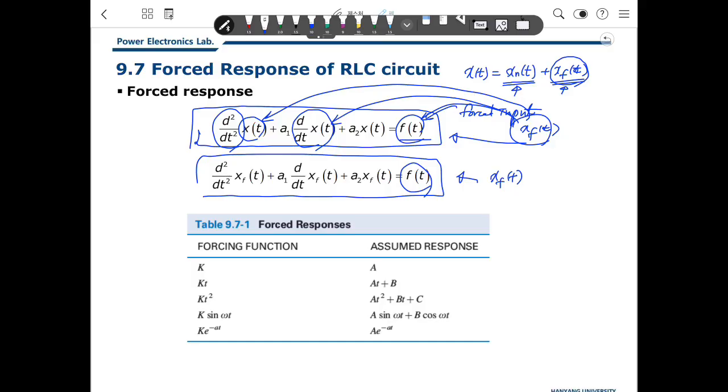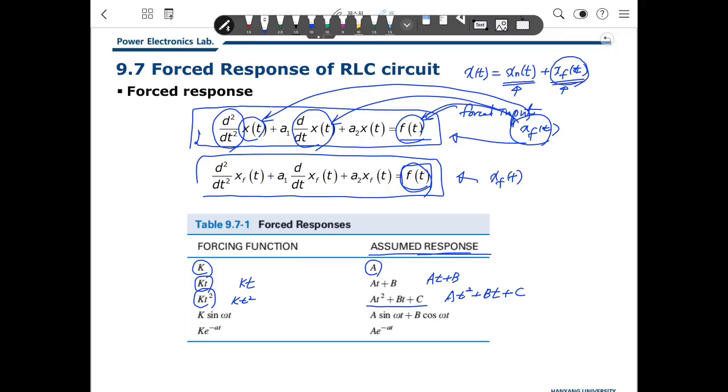So generally, when f(t) is a constant, then the result of the forced response will be a constant. If this is kt, then the response is at plus b. If there is a kt squared, then the result will be at squared plus bt plus c, in this way.